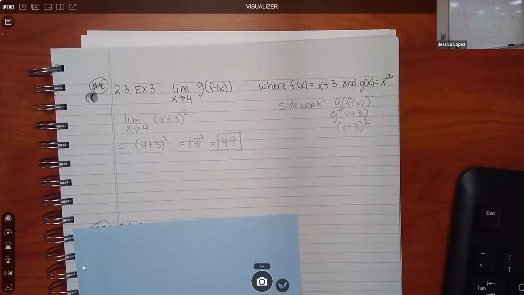So when I plugged in my 4, I ended up with 7 squared. Do we have any questions about that one? I might have made you recall what compositions were, right? From college algebra. So that might be a little wrench thrown in there.